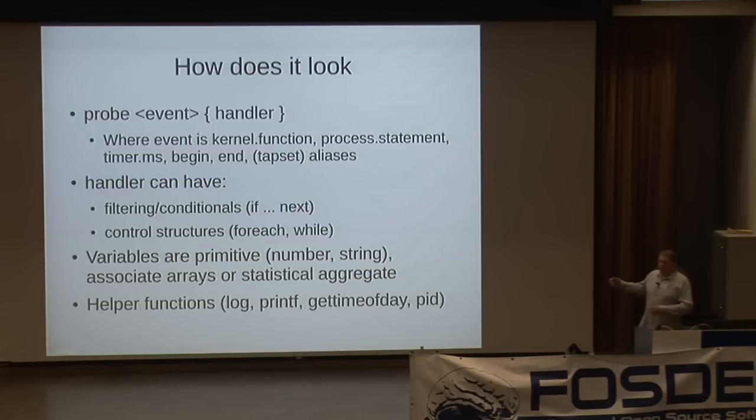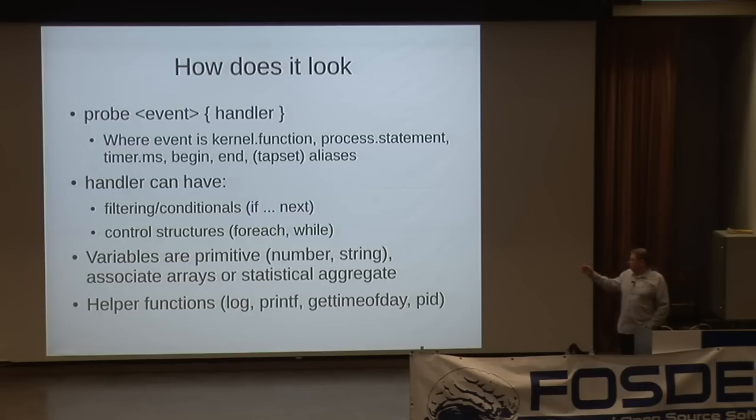We did that so in the begin event you can set something up, and in the end event you can create a report from all the statistics you collected. There's this idea of aliases, so you can alias multiple interesting events as if it is one. There will be an example of that. And a handler can do simple filtering on some conditionals in the context of the probe, and then it can immediately say, oh, don't do that, I'm done.